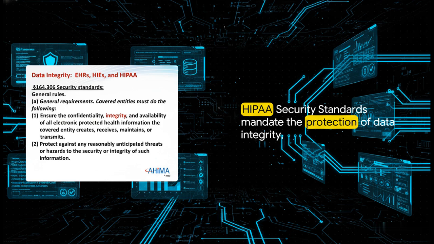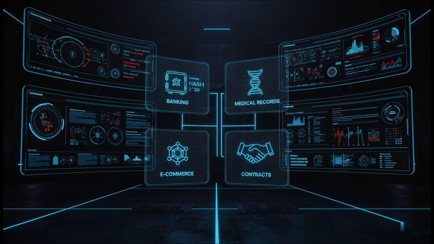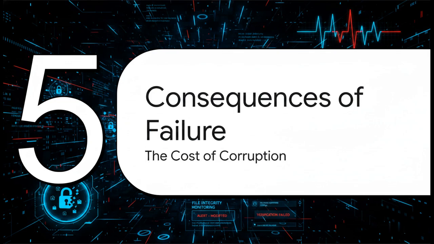Because think about it, if a patient's blood type or severe allergy information gets altered in the system, the consequences are quite literally fatal. But hey, it's not just hospitals. Every single day, you're relying on these invisible integrity controls. They protect your online banking transactions, your entire medical history, your e-commerce payments, and all your digital contracts. You're constantly trusting that hashing, digital signatures, and secure networks are working tirelessly behind the scenes to keep your digital life completely uncorrupted.